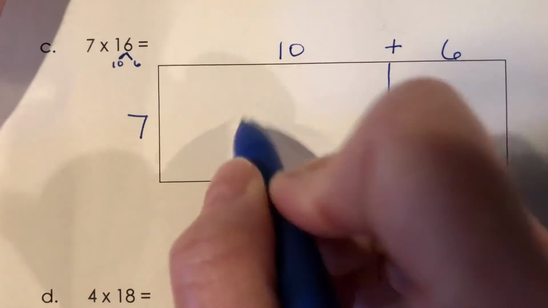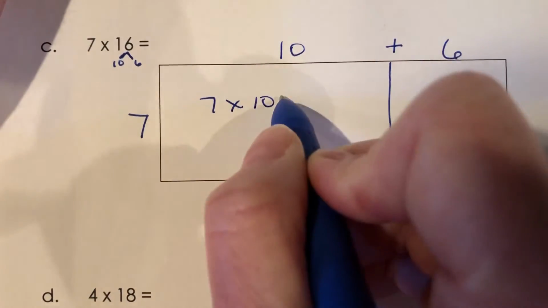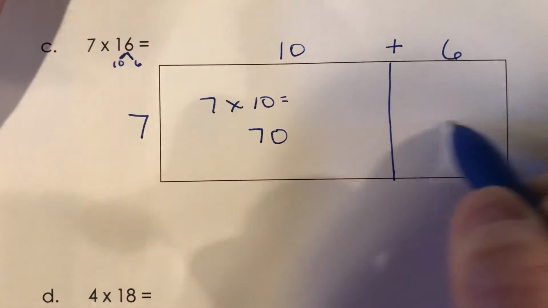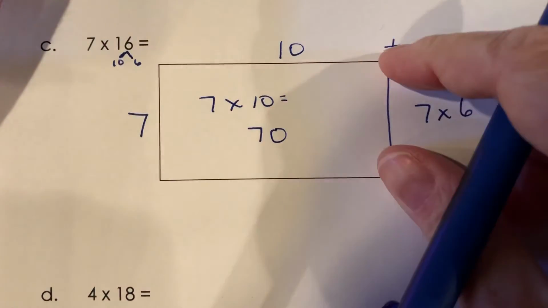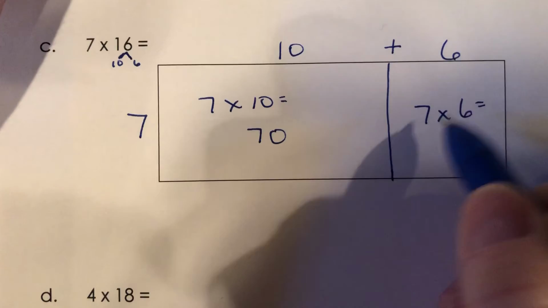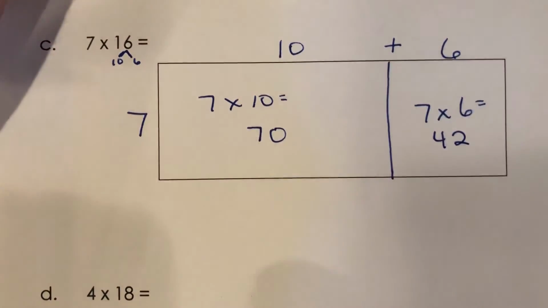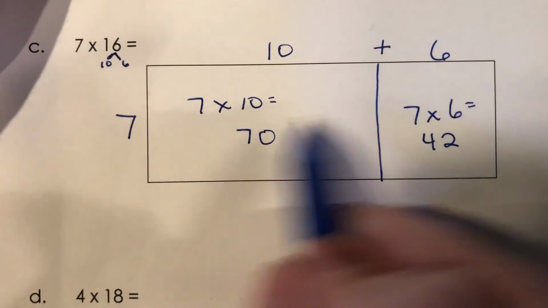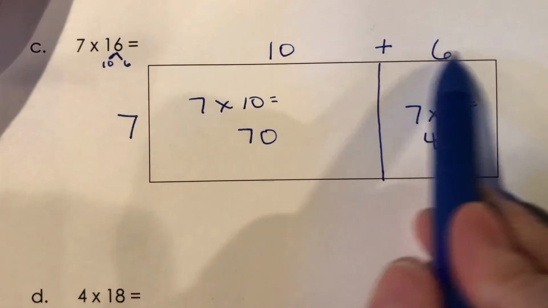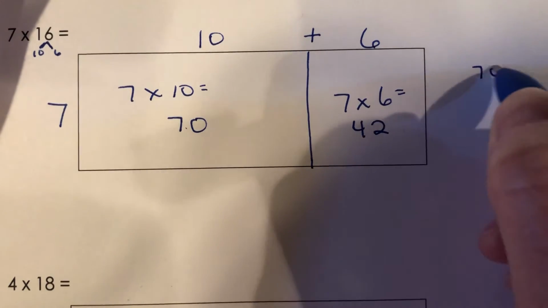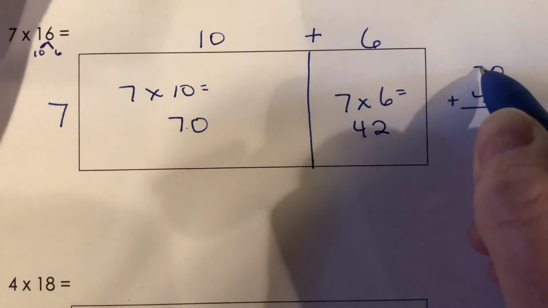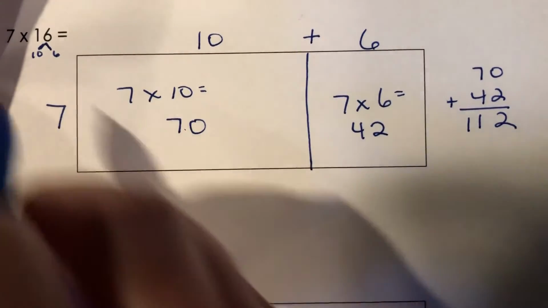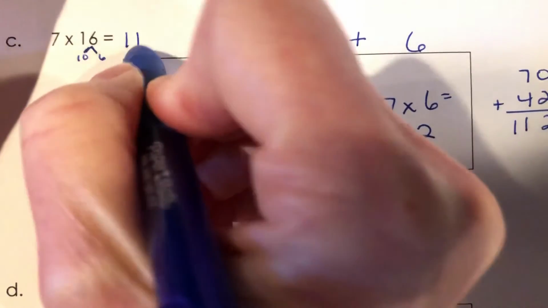So to figure out this section, we would do the 7 times the 10, which is 70. And to figure out this section, we would do the 7 times the 6, because this side length right here is the same as this. So we're trying to find out how much space this is. And 7 times 6 is 42. So now if we want to know, okay, well, how much is this whole thing? How much is 7 times 16? We just need to add the 70 and the 42 together. And 0 plus 2 is 2, and 7 plus 4 is 11. So that means that 7 times 16 is 112. I didn't circle my other one there. I'll circle that one up there.